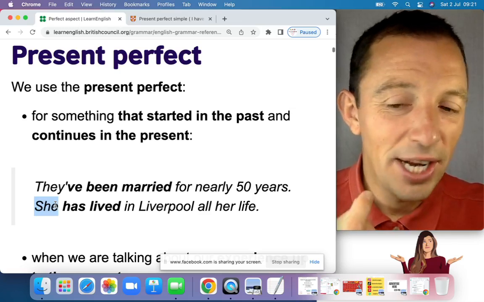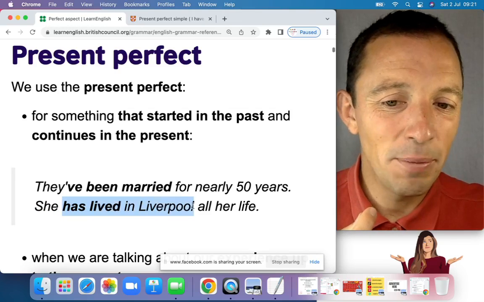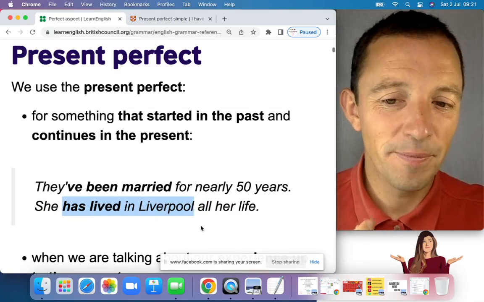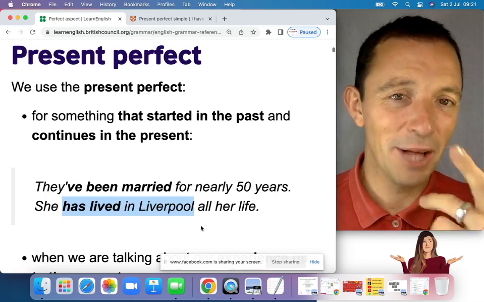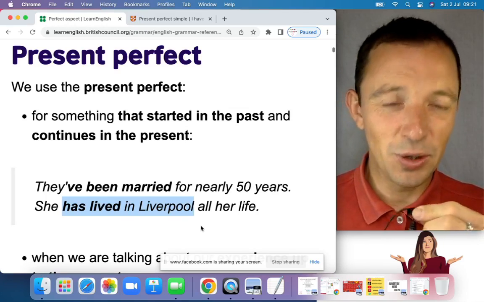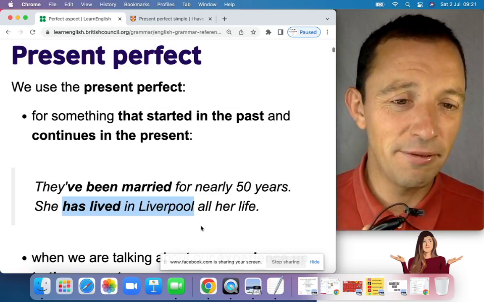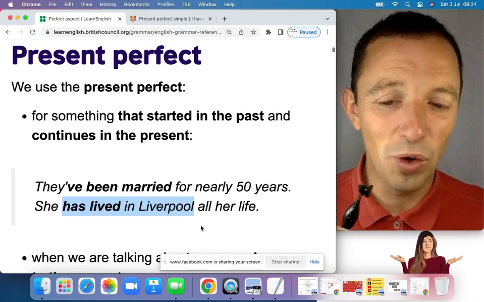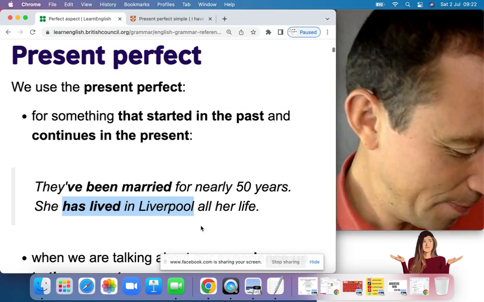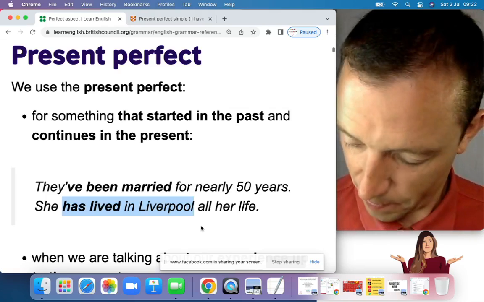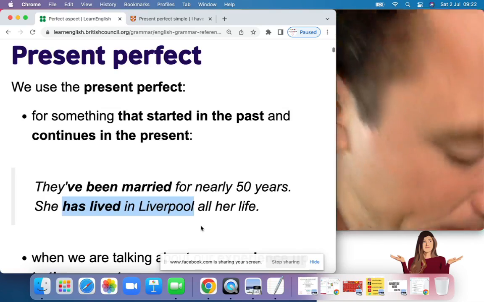She, subject, has lived in Liverpool all her life. Okay, give me one moment. My dog is making a lot of noise, so I need to help the dog. And you can continue here and just review this sentence, and I will return in one moment. Sorry. One moment.